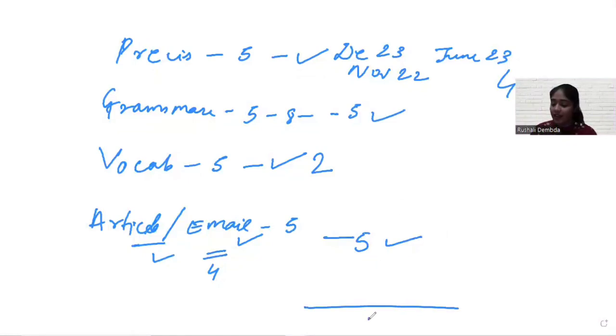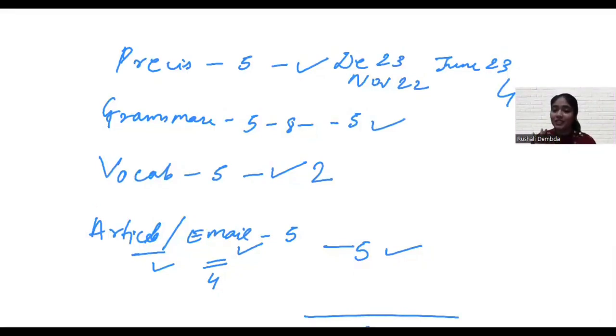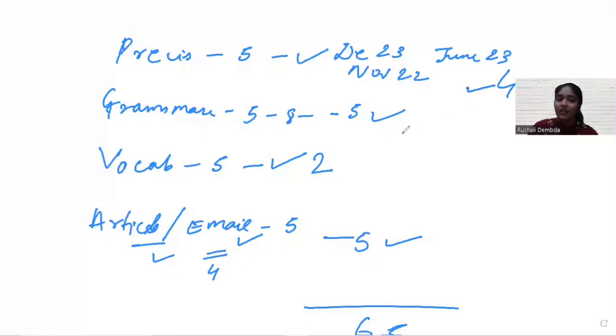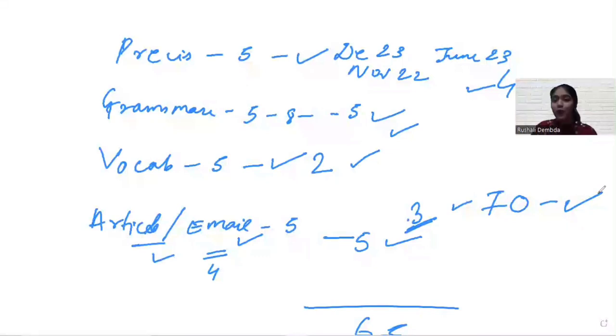We have already scored 65 plus. 57 was still here. And after this, we saw that in precise writing, if we get 4 marks, that will be 61. Grammar, if we get 4 marks, 65. 2 marks in vocab, 67. And in this 5, if we expect 3 marks, we are at 70 marks already. That is our target. That is what we are going to score.